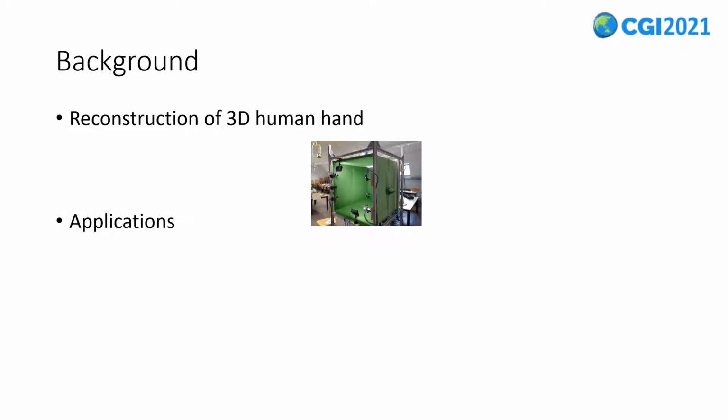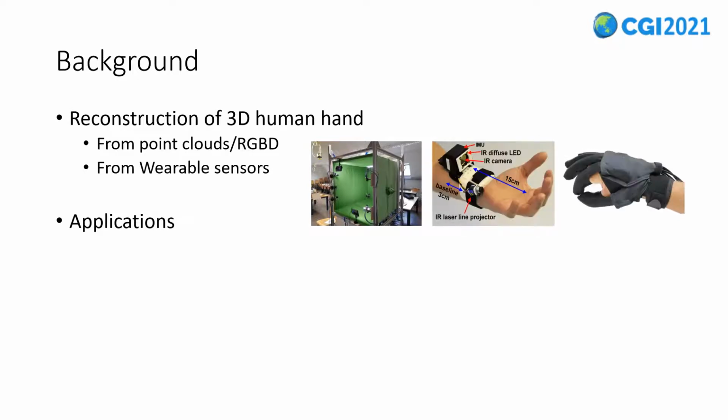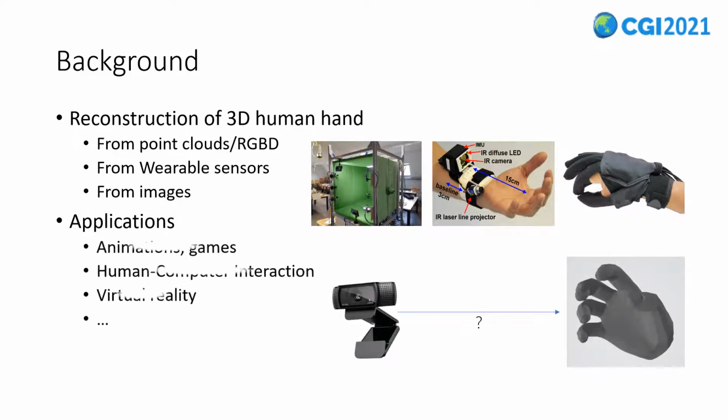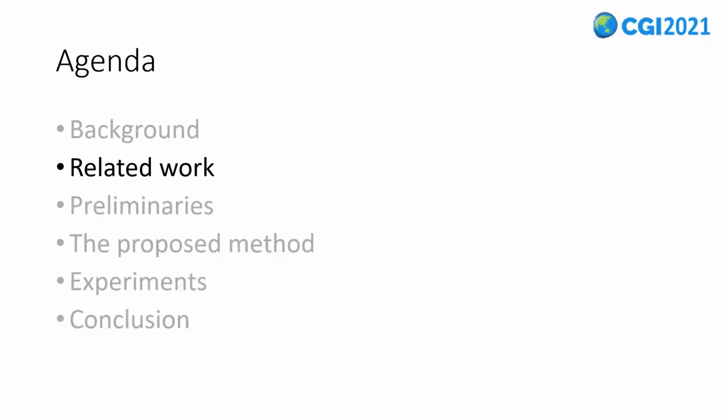Hands play an indispensable role in human daily life. 3D hand models can be reconstructed from point clouds, from wearable sensors, and from images. And reconstruction of 3D hand geometries has key significance in a variety of computer graphics applications, such as computer animation, 3D games, virtual reality, and augmented reality, and so on.